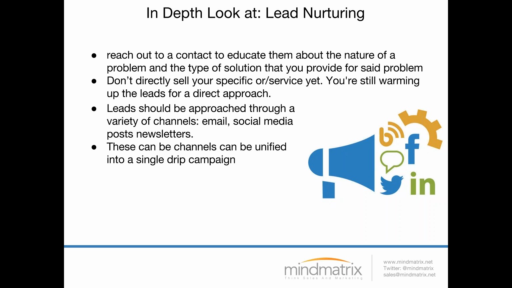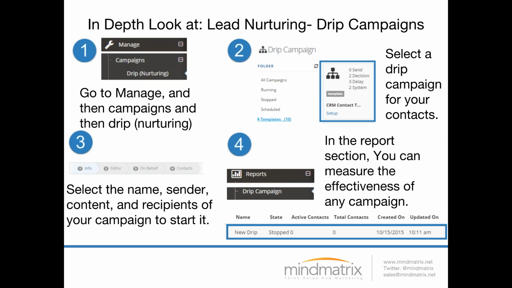You need to reach across a variety of channels such as email, social media, blog posts, and newsletters. These drip channels can be unified into a single campaign, often called drip campaigns. To create a drip campaign, go to Manage and then Campaign and then Drip Nurturing. From there, select a name, sender, content, and the recipients of your campaign to start it. Alternatively, you can select a pre-made drip campaign to add the contacts to. In the Reports section, you can view the effectiveness of your drip campaigns and make adjustments from there.